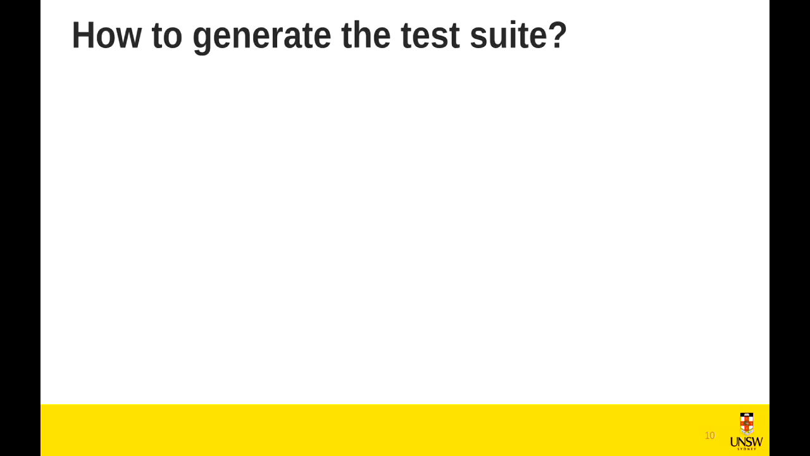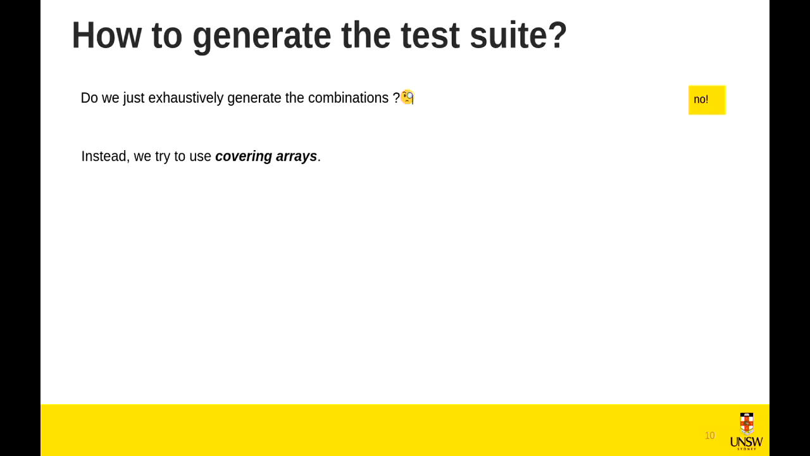And just now I mentioned that we can save some test cases. We don't need to exhaustively try out all the combinations when we build up the test suite. So let's see how we can build the test suite for combinatorial testing. So here's the question: do we just exhaustively generate the combinations? And the short answer is no. And let's see why.